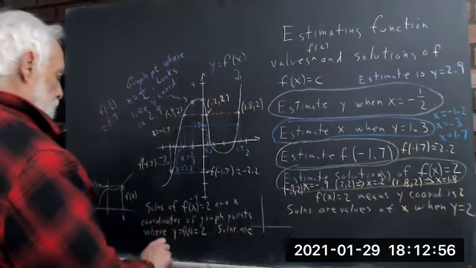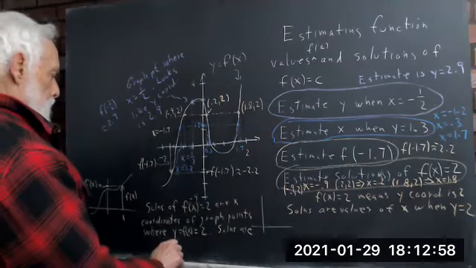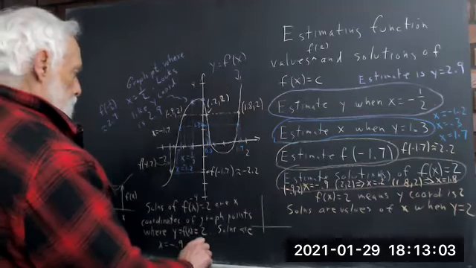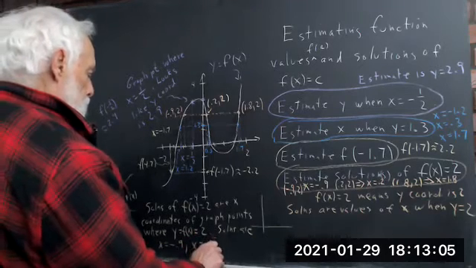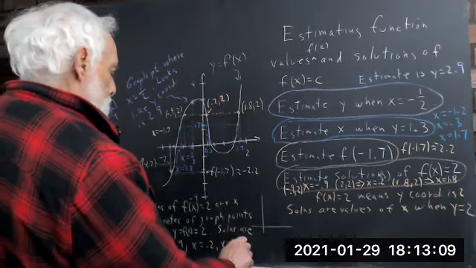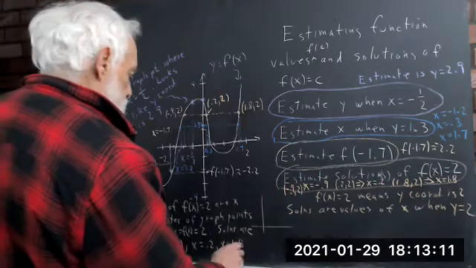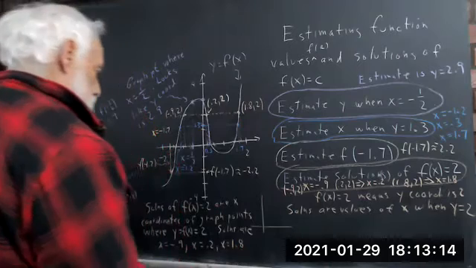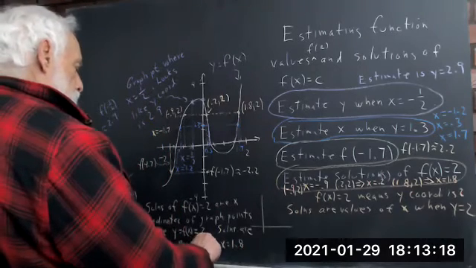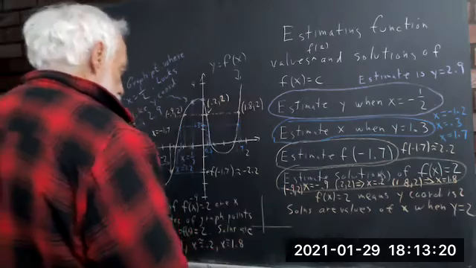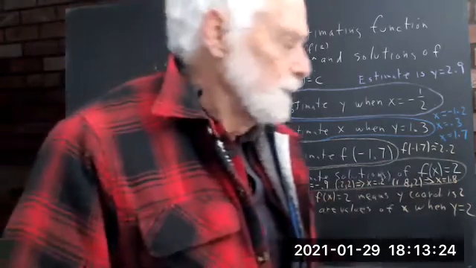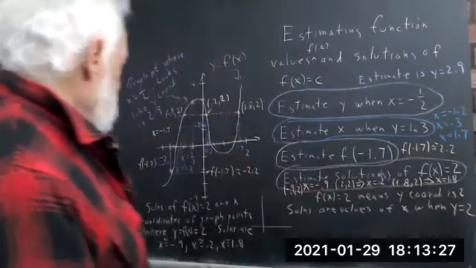The solutions are x equals negative 0.9, x equals 0.2, and x equals 1.8. Approximately. So I put a little wavy line over that equal sign. Actually stands for congruent to, but I think the meaning is clear.